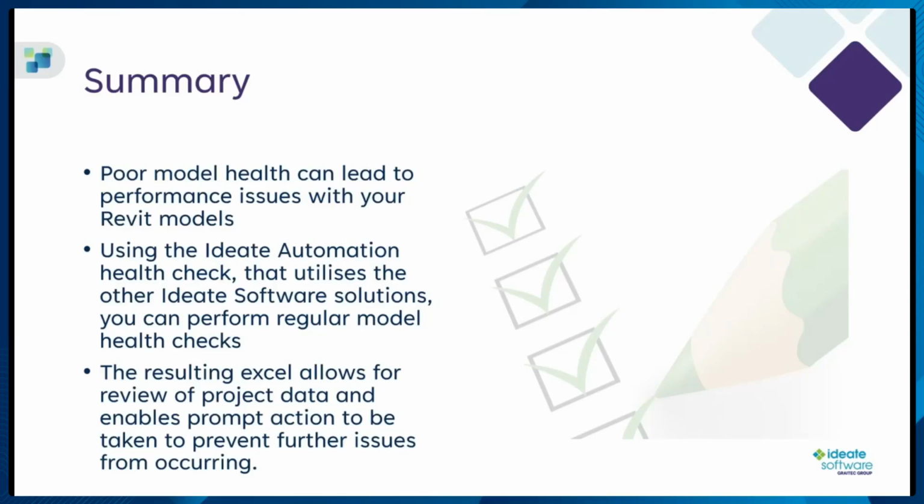Okay, so let's just summarize what we've learned so far in this webinar. Poor model health can lead to performance issues with your Revit models. By using the Ideate Automation Health Check that utilizes the other Ideate software solutions, you can perform regular model health checks. The resulting Excel document from the export allows you to review project data and enables prompt action to be taken to prevent further issues from occurring.